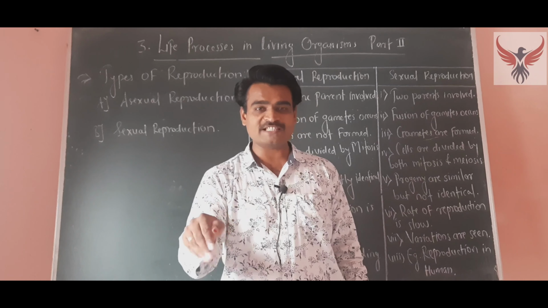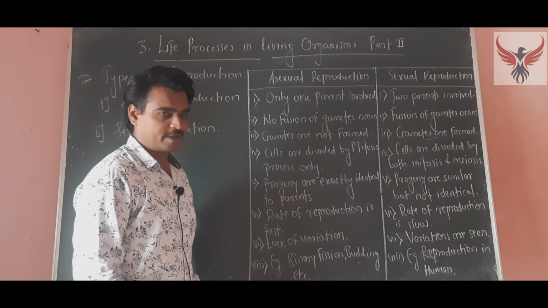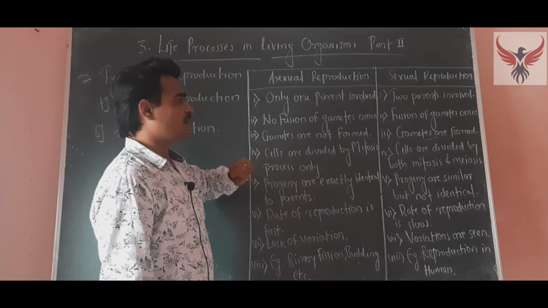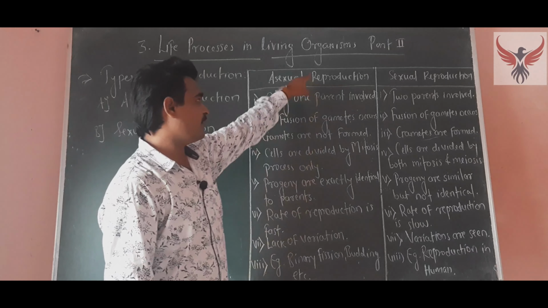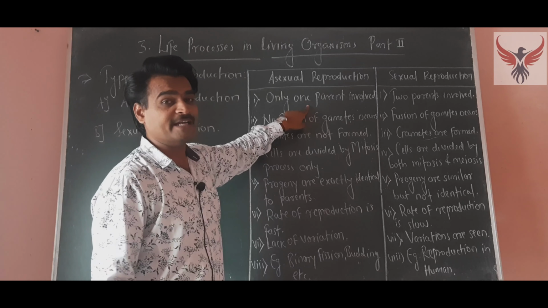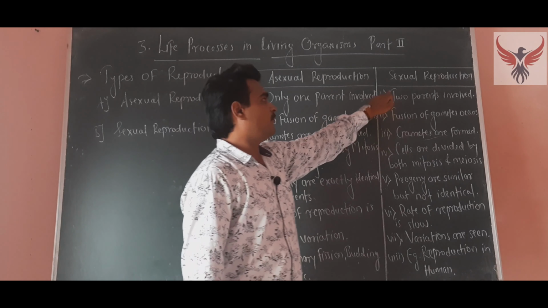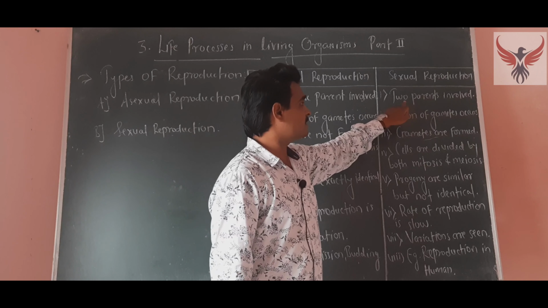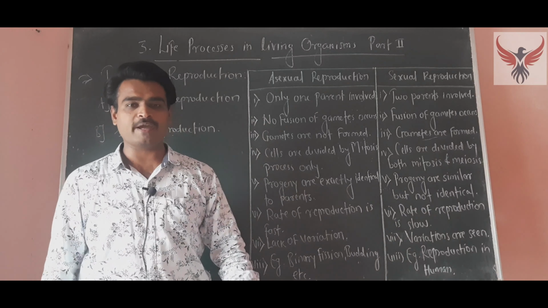What is the difference between asexual reproduction and sexual reproduction? In the first column we are observing asexual reproduction, and in the second column sexual reproduction. In asexual reproduction, the first difference is that only one parent is involved, either male or female. In sexual reproduction, two parents are involved, that is, male as well as female.